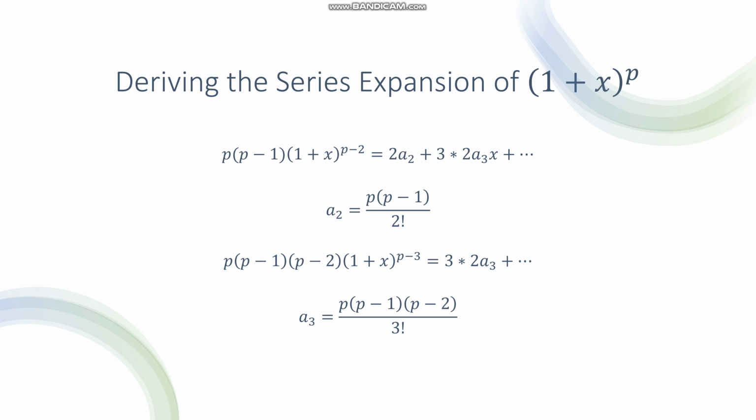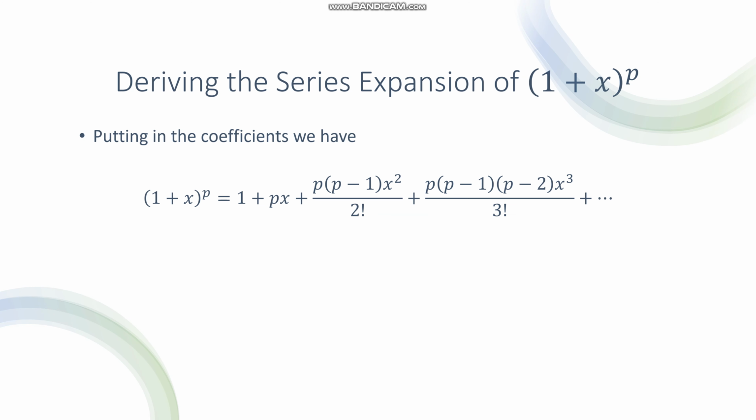And if we plug in each of these coefficients, we have the expansion for (1 + x)^p is equal to 1 + px + p(p - 1) x^2 all divided by 2 factorial. And then the next term, p(p - 1)(p - 2) x^3 divided by 3 factorial, and so on as the pattern continues to grow.